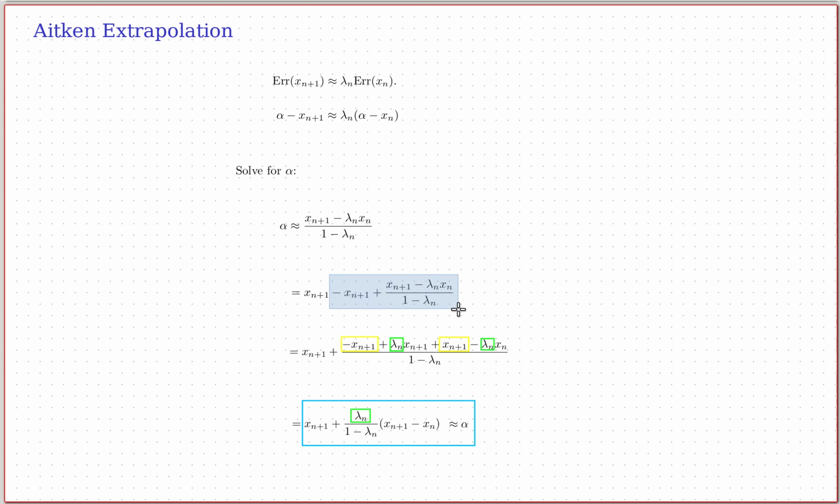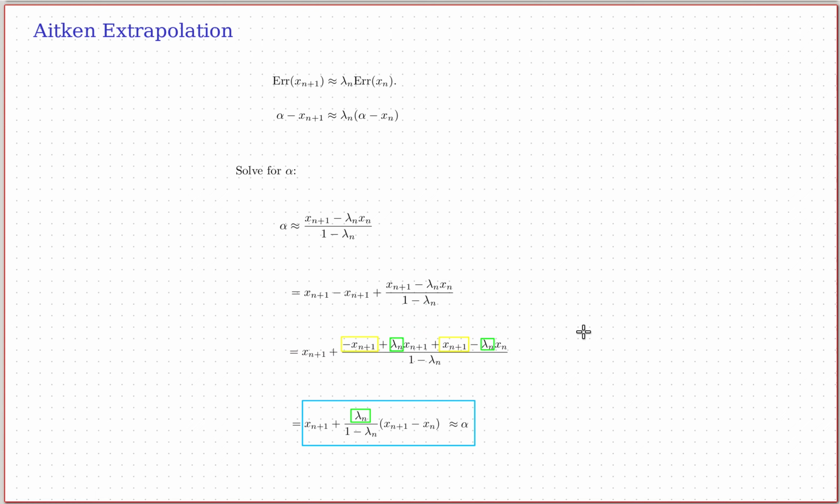And then we get a simplification, actually. So when I put this over the denominator 1 minus lambda n, I get minus xn plus 1 times 1, gives me this. And I get minus xn plus 1 times minus lambda n, so that gives me this, positive lambda n times xn plus 1, all over the denominator 1 minus lambda n, together with the terms that were already in the numerator here.